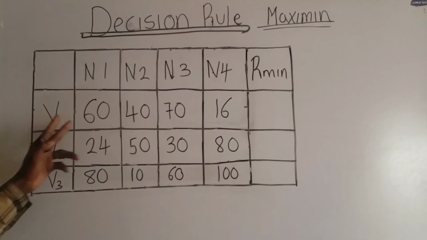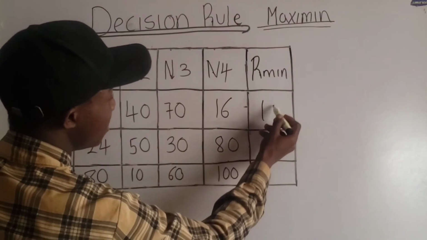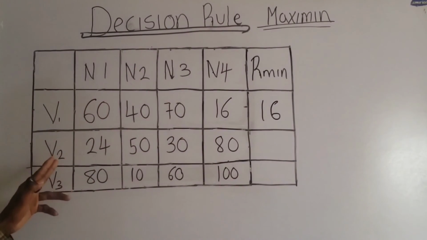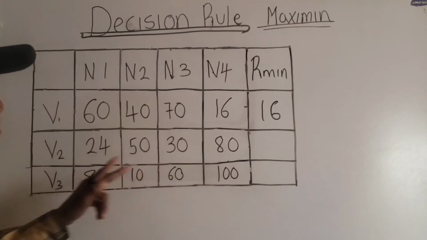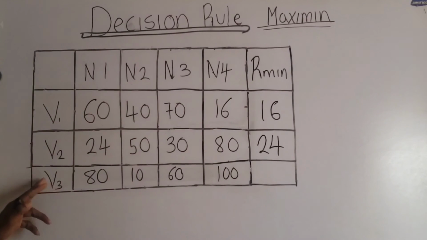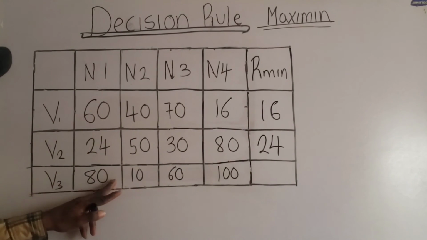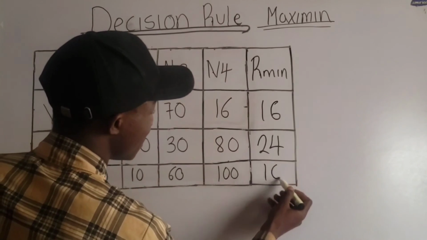For variety 1, the minimum among 60, 40, 70, and 16 is 16. So, the minimum here is 16. For variety 2, the minimum among 24, 50, 30, and 80 is 24. So, I'm going to have 24 in this place. For variety 3, the minimum among 80, 100, 60, and 100 is 10. So, I'm going to have 10 in this place.